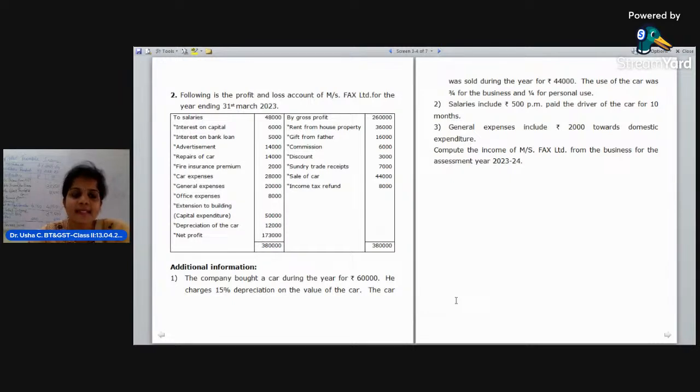Next is interest on bank loan. The bank loan was taken for running the business, so it is an admissible expense. Next, advertisement. If there is no additional information relating to this, this is also allowable.